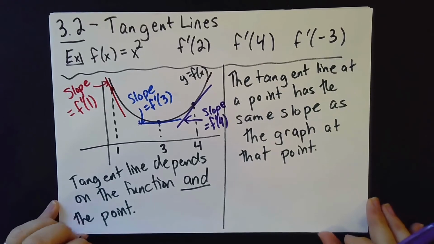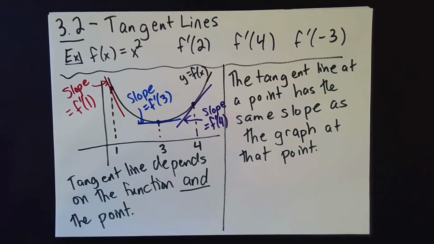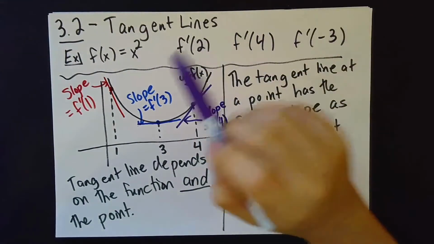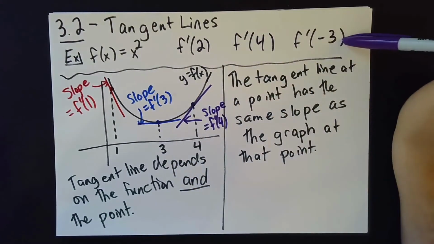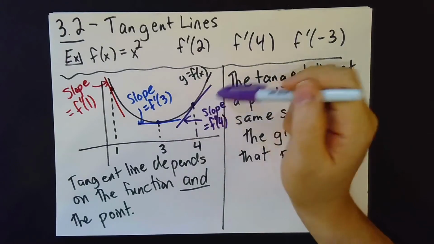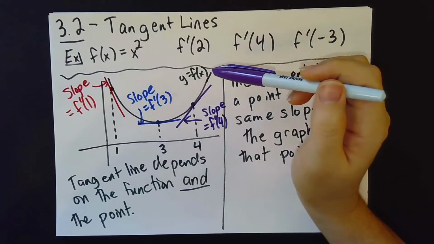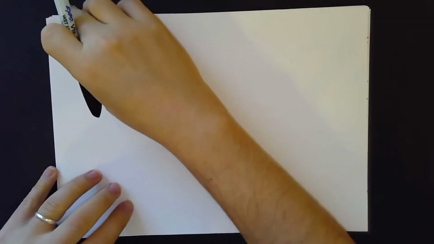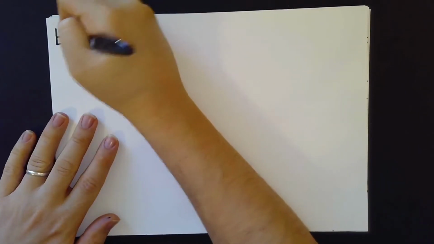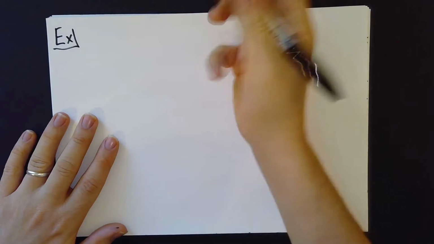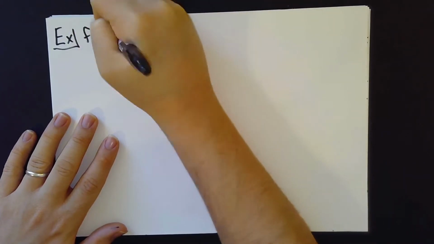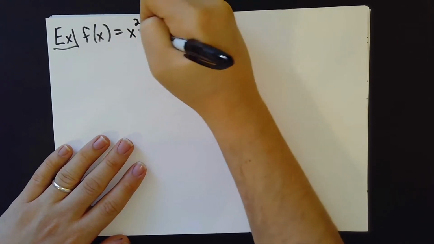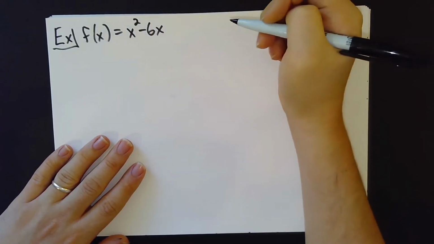And so today, we're going to talk about how to find the equations of these tangent lines, and then we're going to talk about how to think about the derivative in terms of the slopes of the tangent lines. Okay, so I'm going to start by having us look at the function f of x equals x squared minus 6x plus 10.